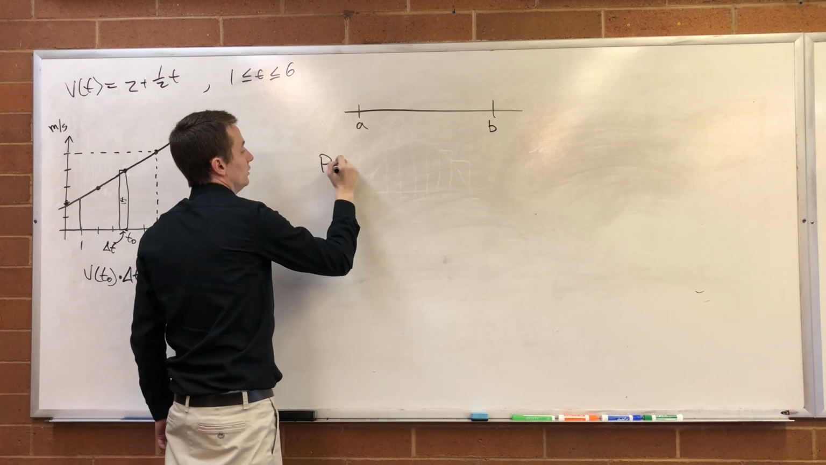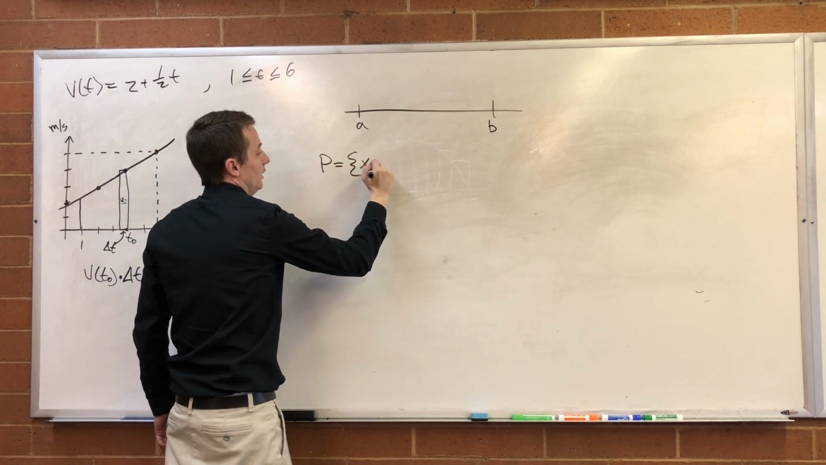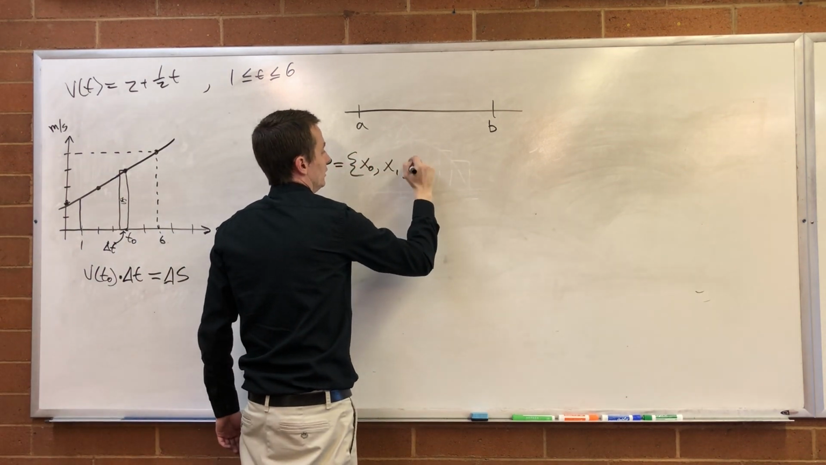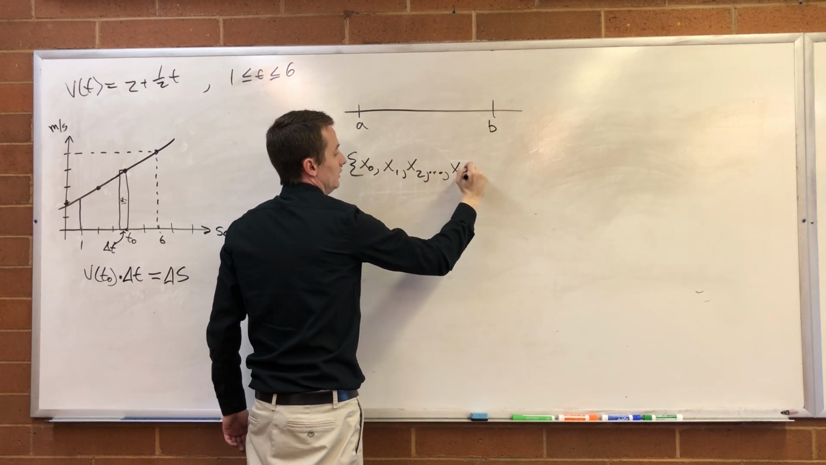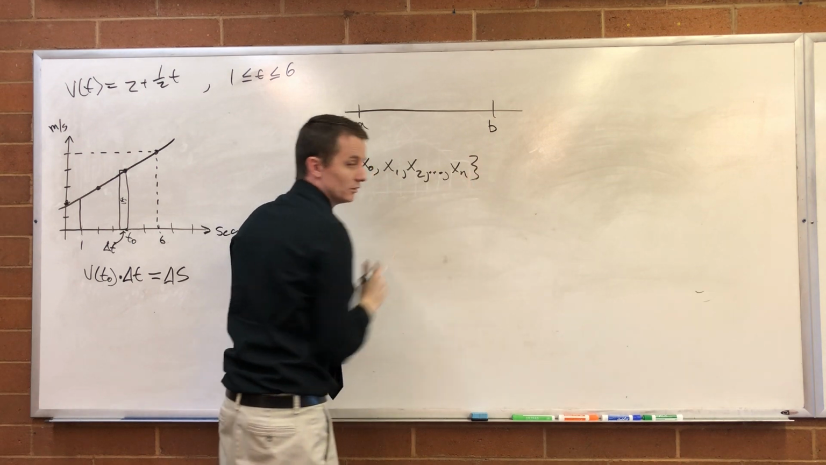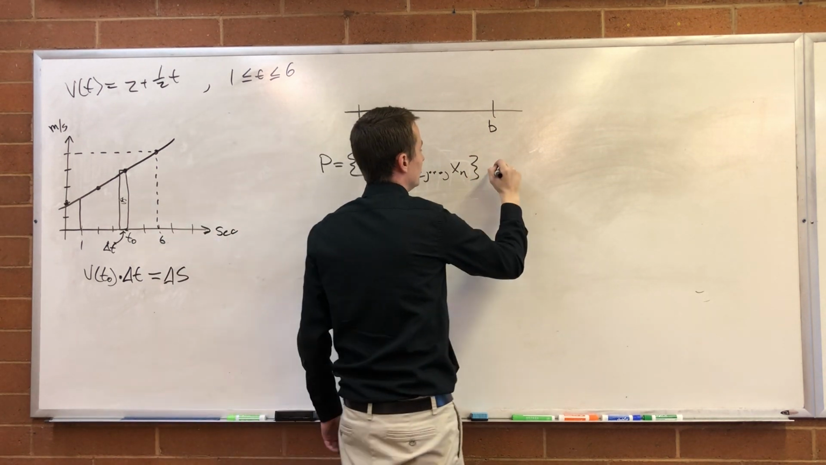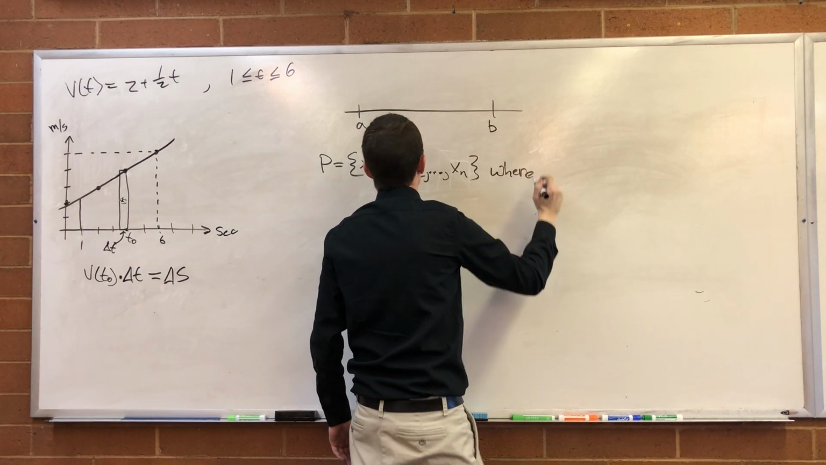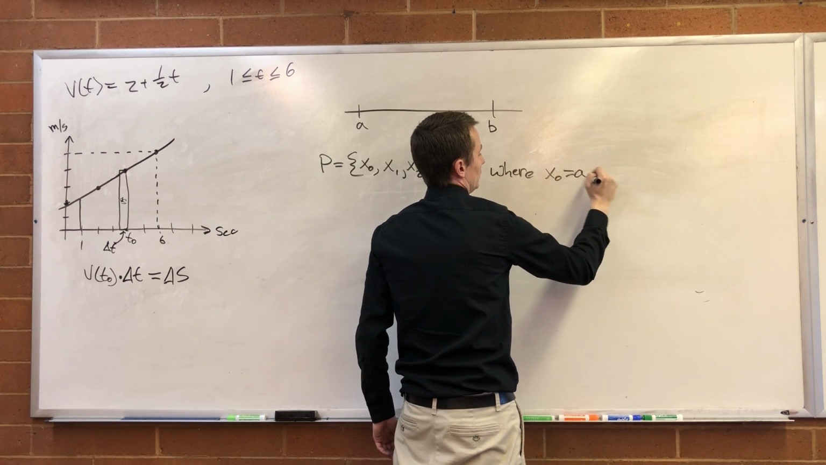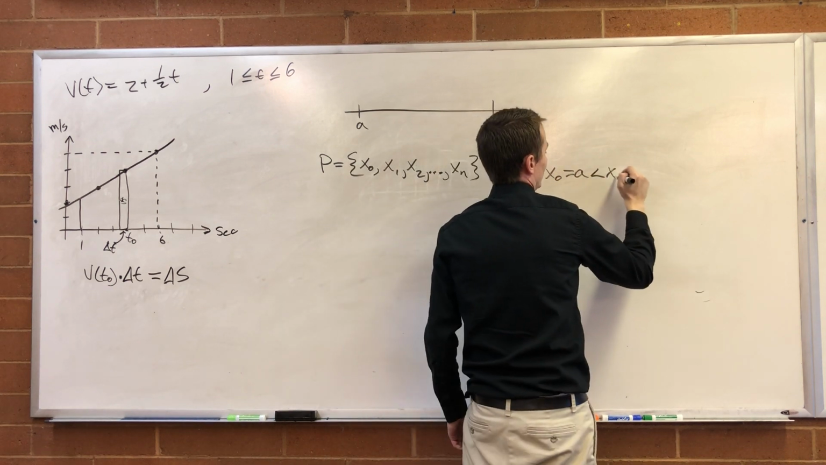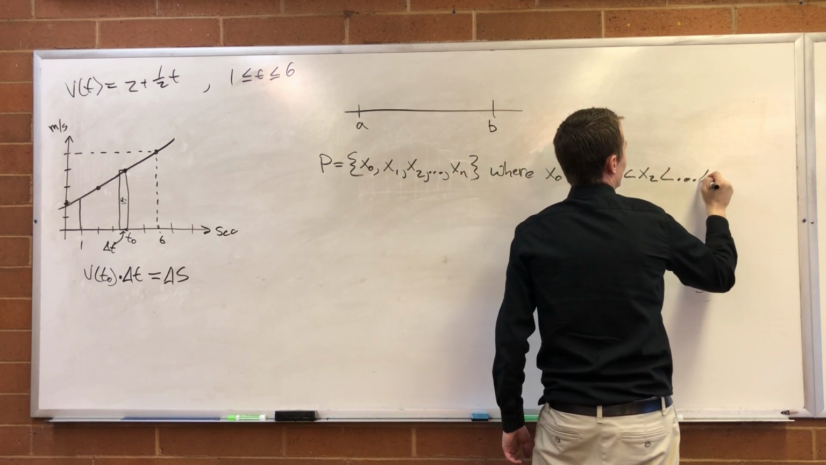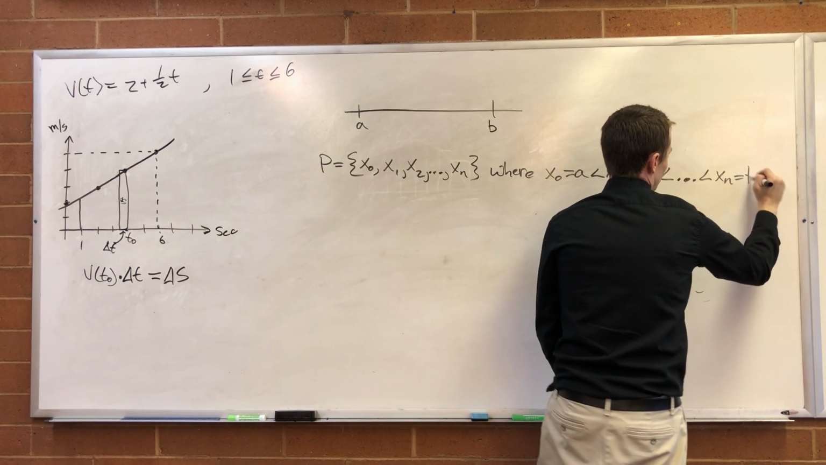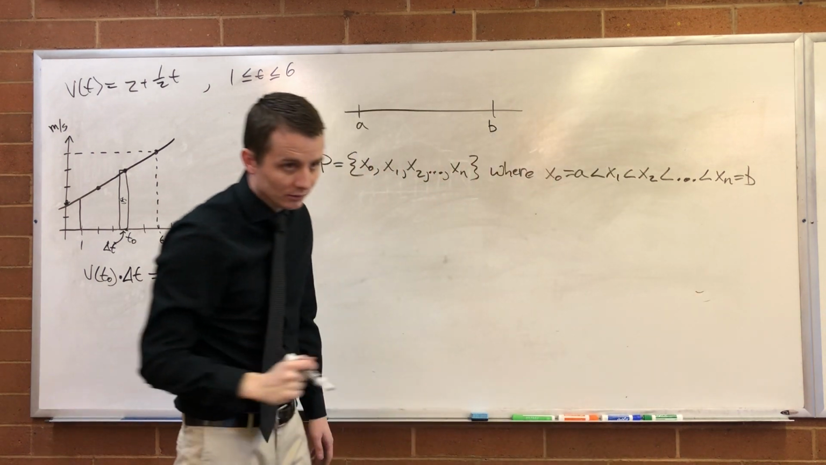A partition of AB is a set of points x0, x1, x2, ..., xn. It's some set of points where x of 0 is equal to A, is less than x of 1, is less than x of 2, is less than ... is less than x of n is equal to B. Okay, what does that mean?